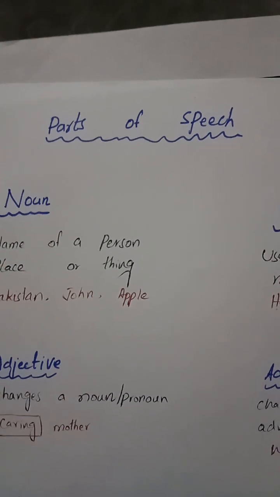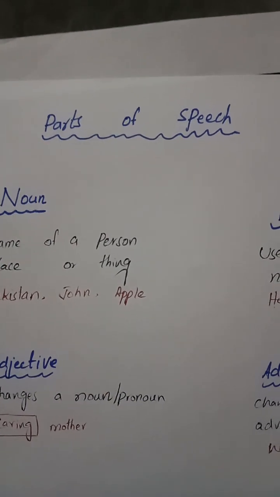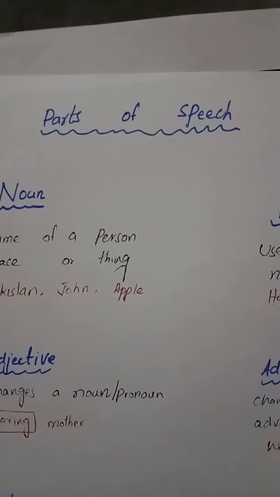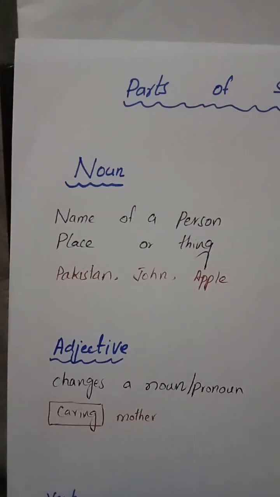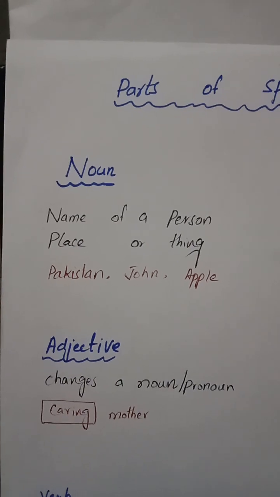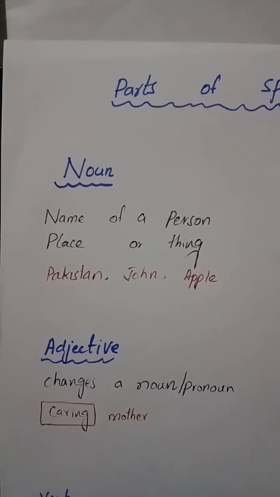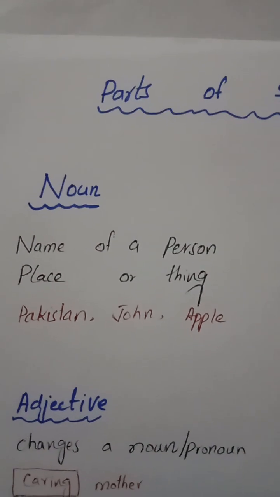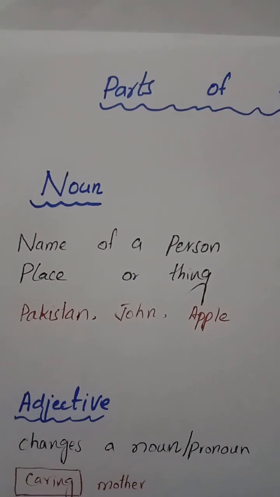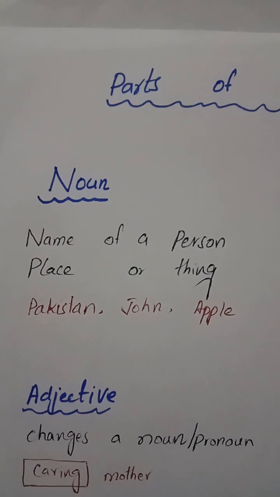Okay, students, today the topic of our video is parts of speech. So, we'll discuss 8 parts of speech in detail. The first one is noun. Noun is the name of a person, place, or thing. It refers to the name of something. Like, for example, Pakistan, John, Apple.